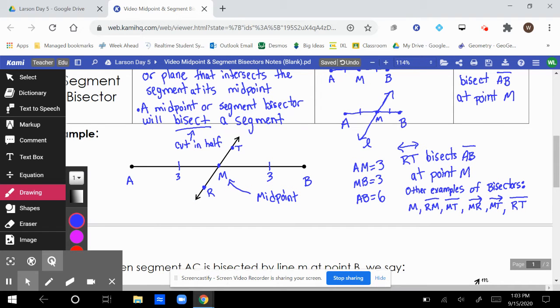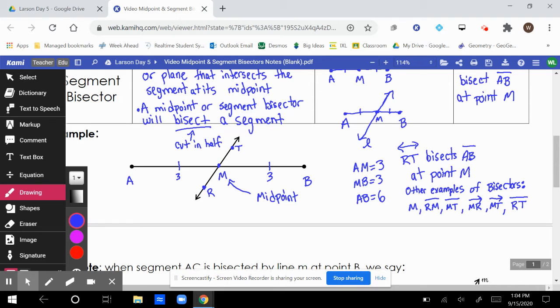Okay, so now an example here at the bottom of the page. So we've called the endpoints AB again, and the midpoint is M. As you can see, AM is 3 units in length, MB is 3 units in length. Okay, so you know that M is a midpoint because both segments, AM and MB, are 3 units long. You also know it's a midpoint because you see those tick marks. So even if I didn't give the number 3 there, you still know M is the midpoint.